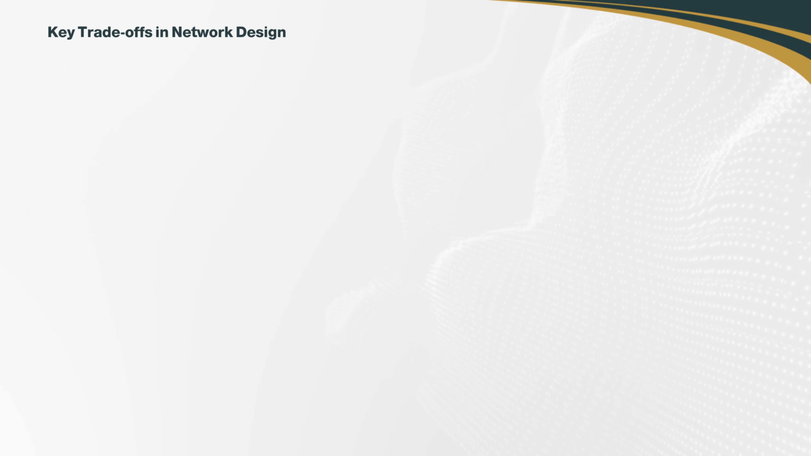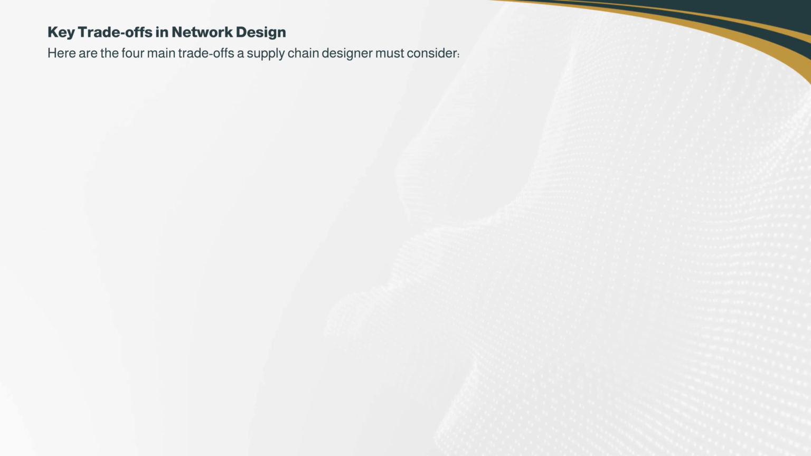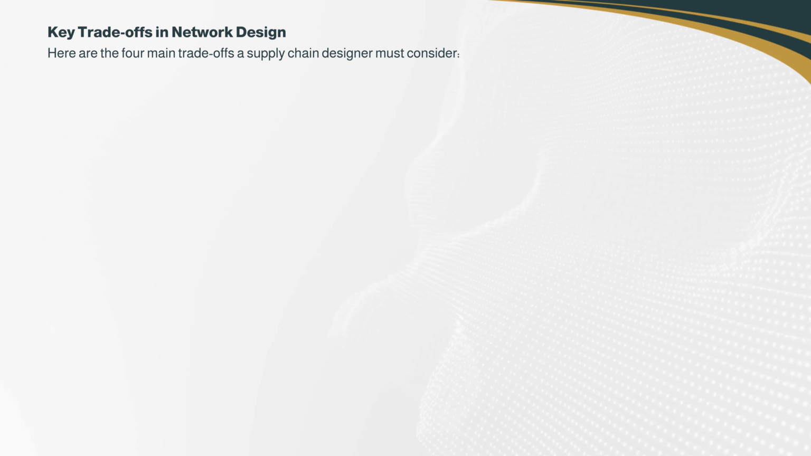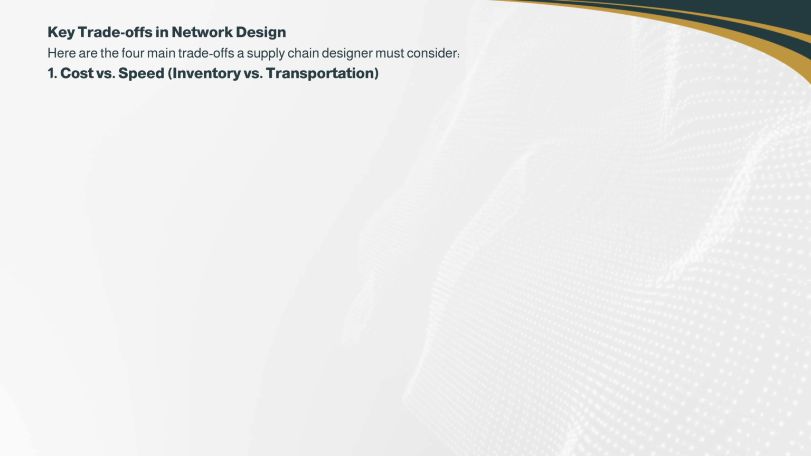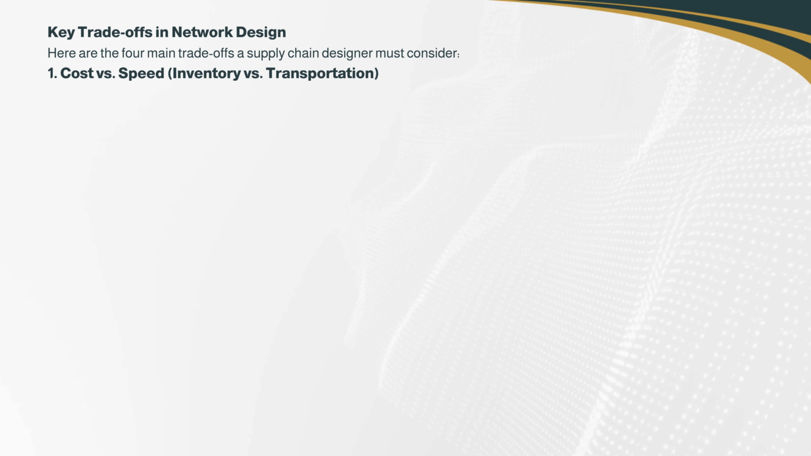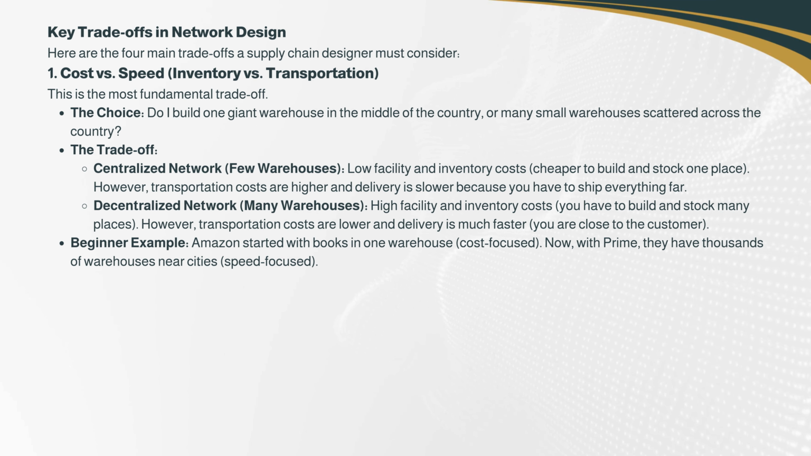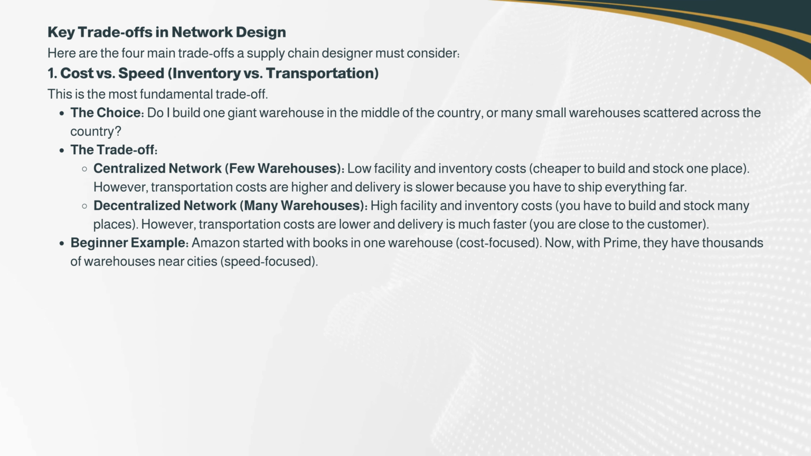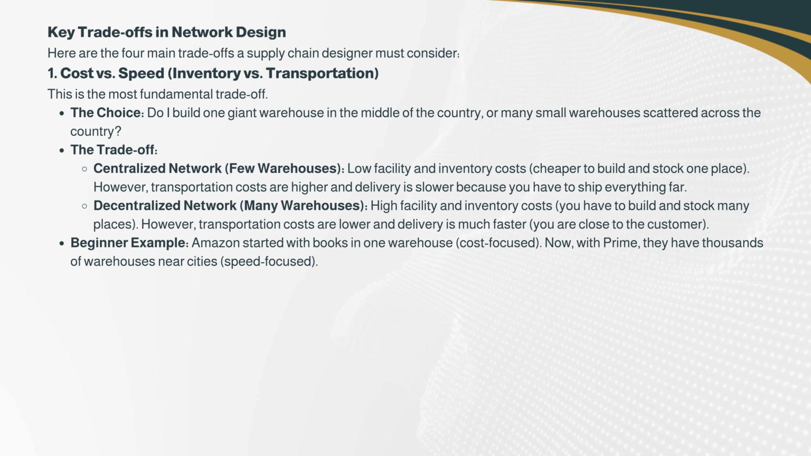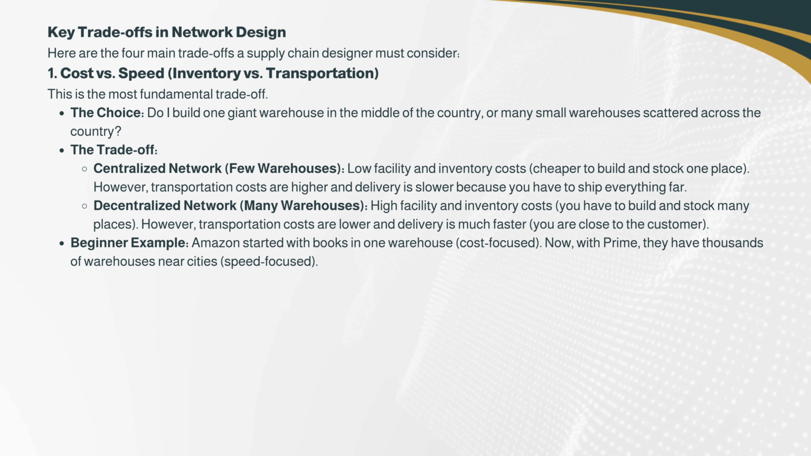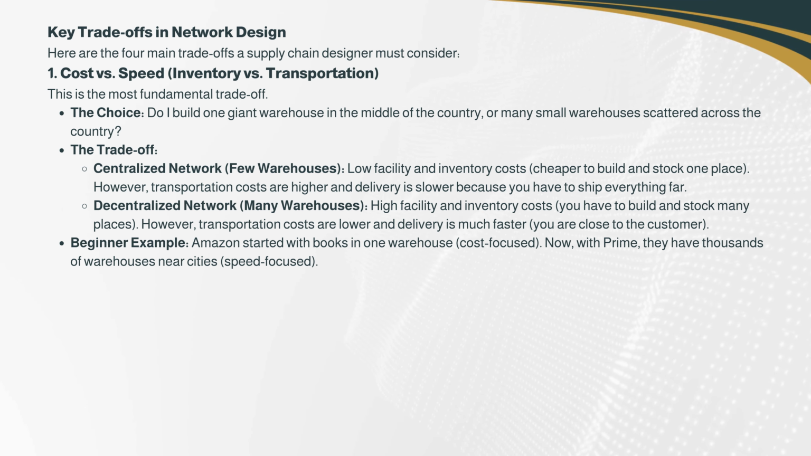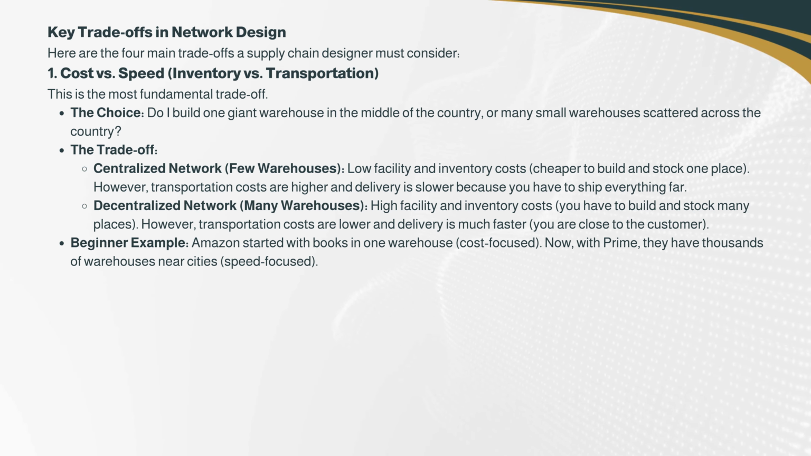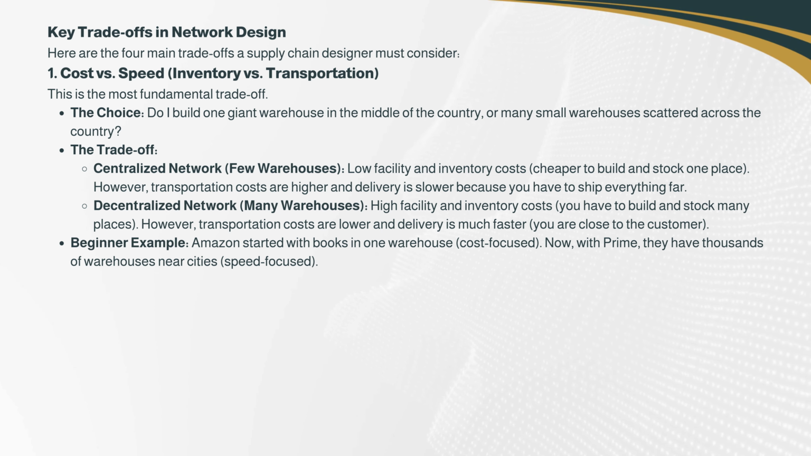Key trade-offs in network design. Here are the 4 main trade-offs a supply chain designer must consider. 1. Cost versus speed, inventory versus transportation. This is the most fundamental trade-off. The choice: do I build one giant warehouse in the middle of the country, or many small warehouses scattered across the country? The trade-off: centralized network, few warehouses, low facility and inventory costs, cheaper to build and stock one place.